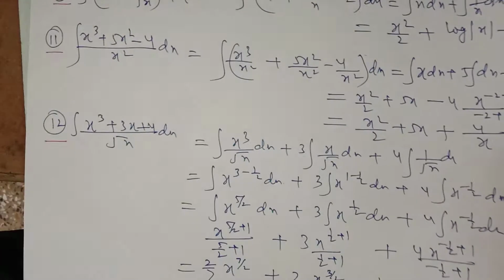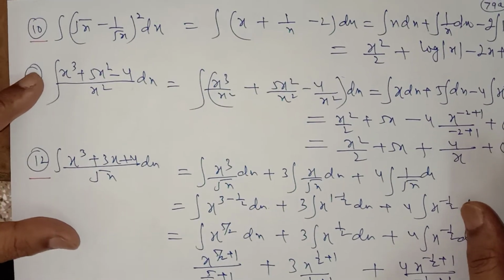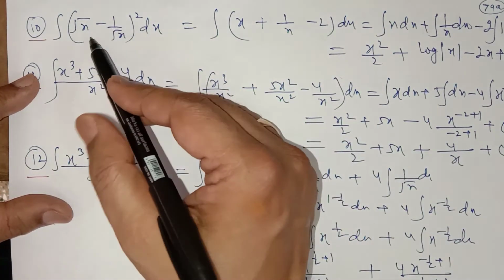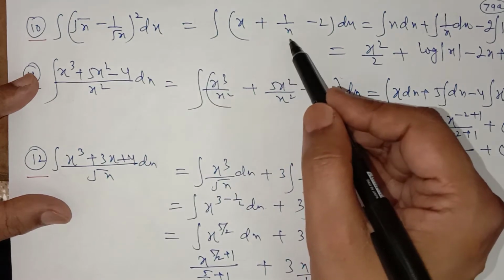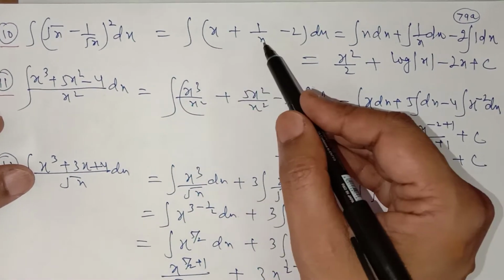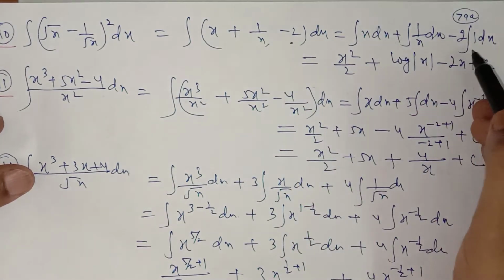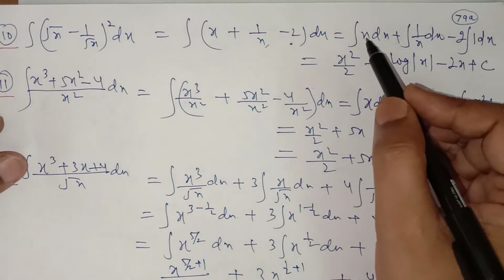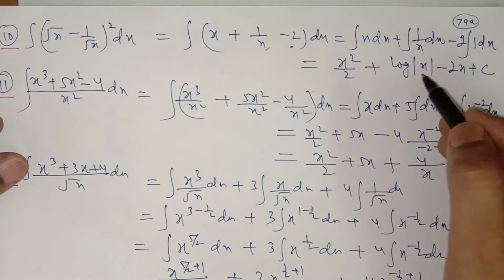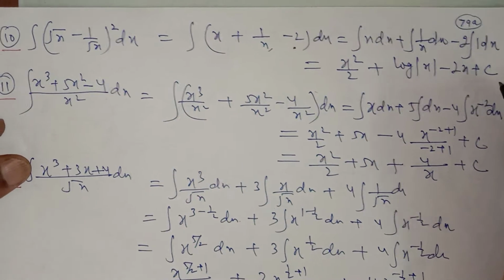Now in question number 10, it is root x minus 1 upon root x whole square with respect to x. To find the whole square of this, a square plus b square minus 2ab, you will get this. Break into 3 integrations: integration of x with respect to x, integration of 1 upon x with respect to x, minus 2 integration of 1 with respect to x. So integration of x is x square upon 2, integration of 1 upon x is log of mod x, integration of 1 is x, it becomes minus 2x plus c.